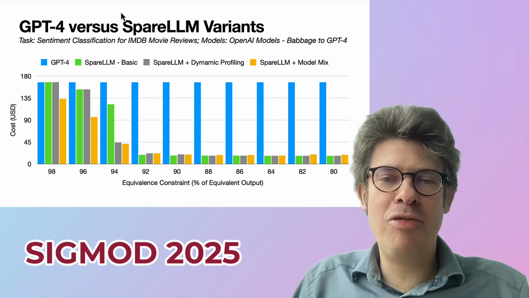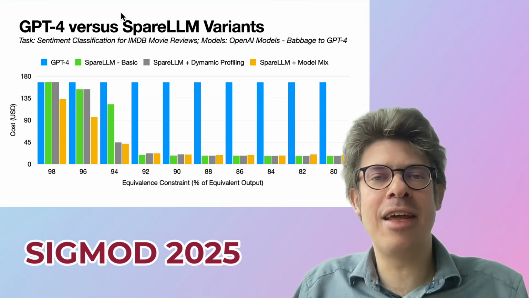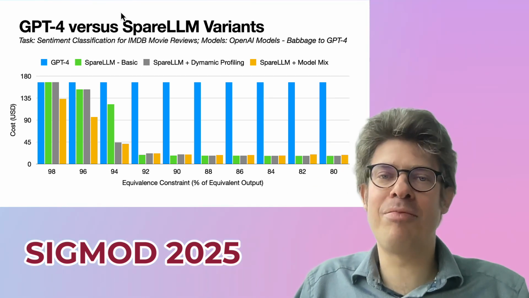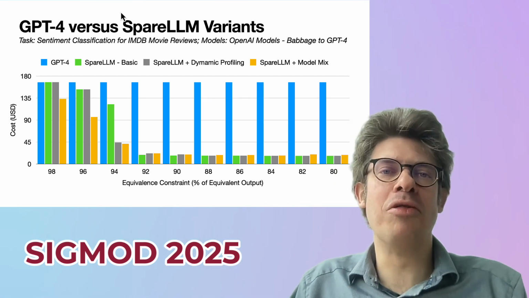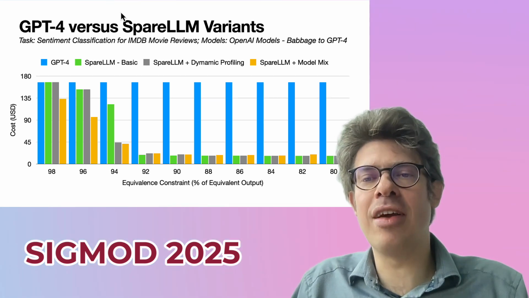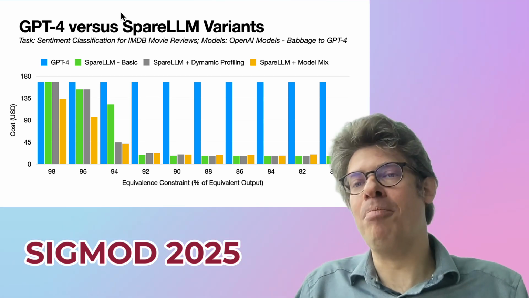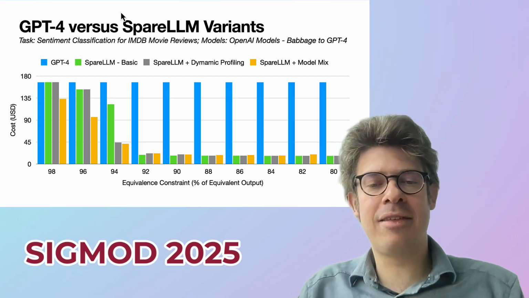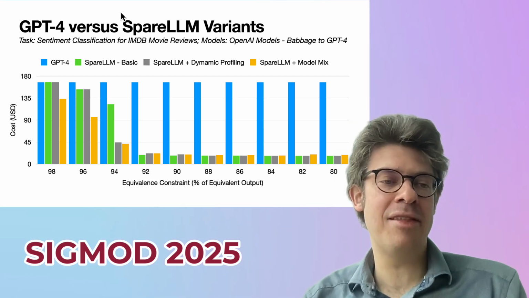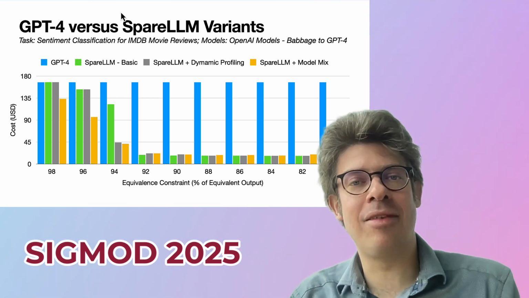Now, in the experiments, we first of all compare different versions of the SpareLLM architecture. Those are the different variants that I explained on the previous slides. And here we have only one experiment where the goal is to classify movie reviews into positive and negative reviews using language models. Here we use different models from OpenAI, from Babbage, the cheapest one, to GPT-4, the most expensive one. On the x-axis of the plot you have equivalence constraints, starting from fairly restrictive on the left-hand side and then becoming more relaxed on the right-hand side.